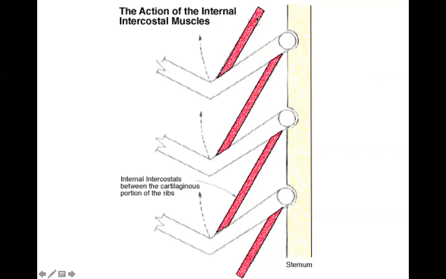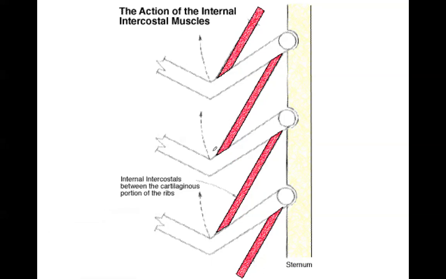And the internal intercostals have their origin on the superior border of the inferior rib. So this would be the origin, and their insertion on the inferior border of the superior rib. So their action is to depress the rib. So they're moving the superior rib down toward the inferior rib. So let me see if I can get a pen here.